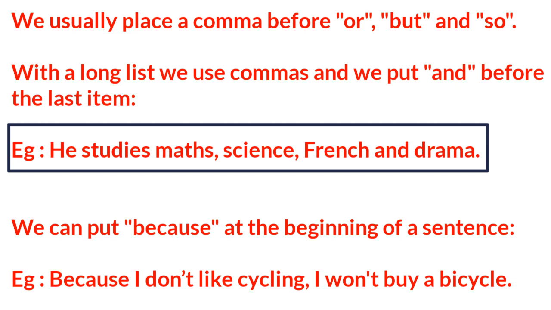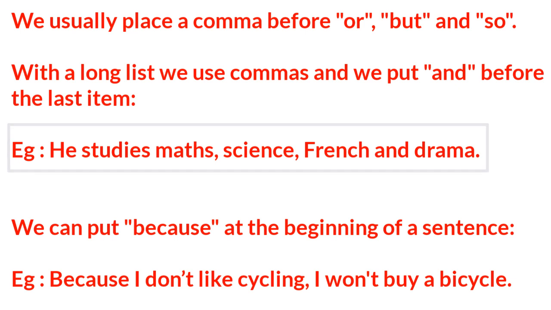He studies maths, science, French and drama. This is a list of items, isn't it? Maths, comma, science, comma, French, and the last item is drama, isn't it? Before that, we used and. Now look at the next point.